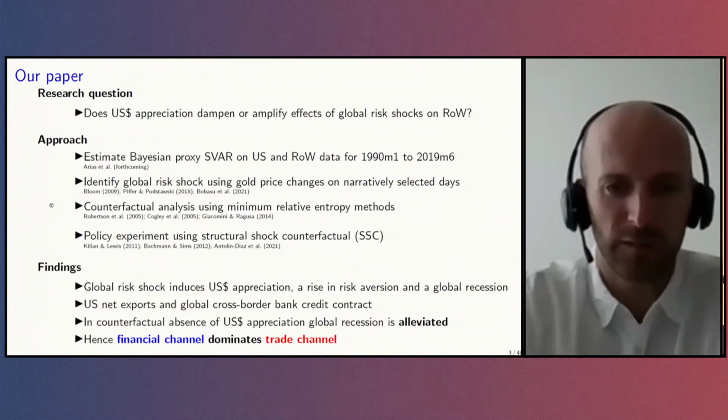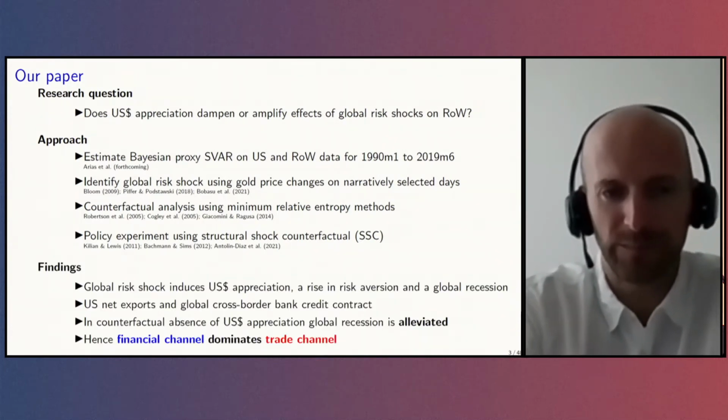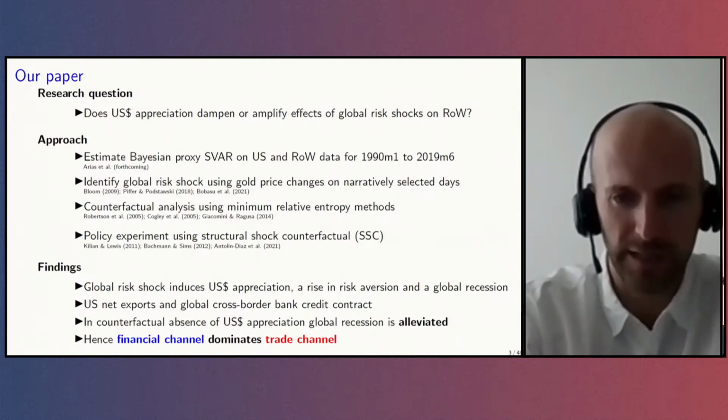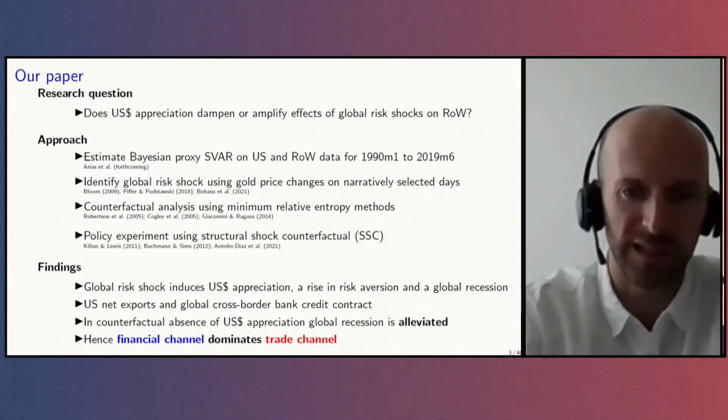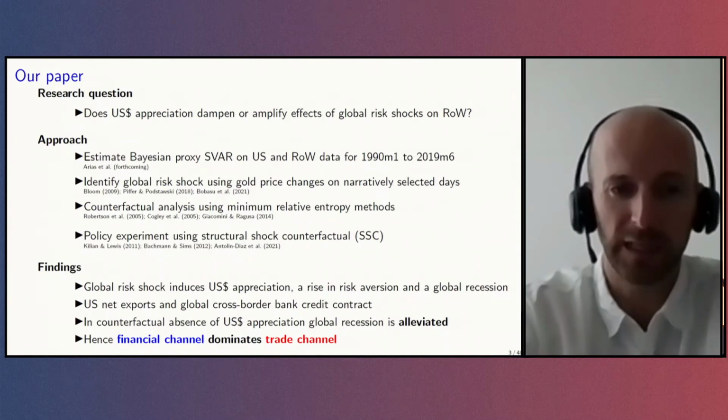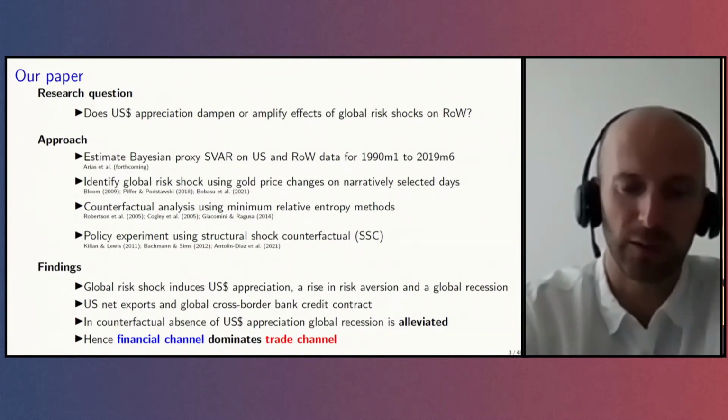We have a bunch of findings. This is the summary. First, we established that causally, global risk shocks induce dollar appreciation and a rise in risk aversion. And that replicates what you saw on the previous slide, this co-movement between dollar appreciation and the VIX. What we show here is that there is a causal mechanism behind this. Okay, and this causal mechanism, at least in part, is driven by global risk shocks.